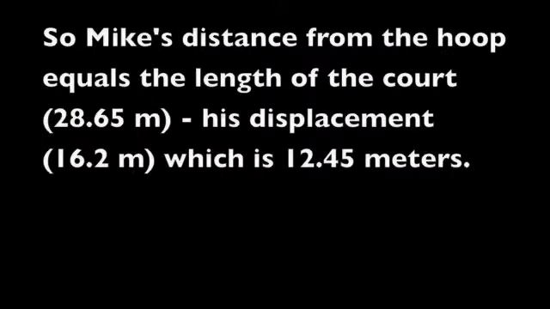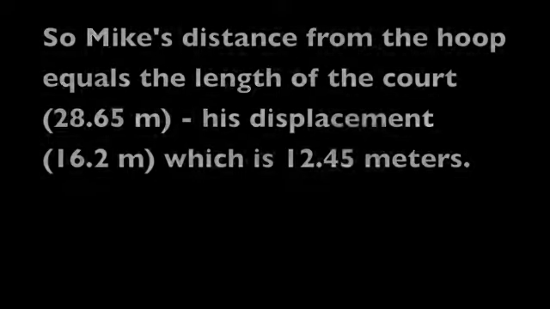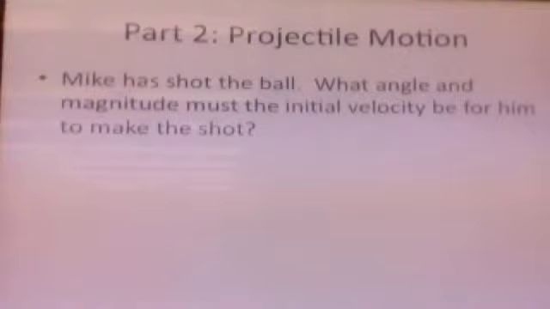So Mike's distance from the hoop equals the length of the court, 28.65 meters, minus his displacement, 16.2 meters, which is 12.45 meters. Part 2 is a projectile motion problem. We need to find out what angle and magnitude the velocity Mike needs to shoot the ball at to make the shot.